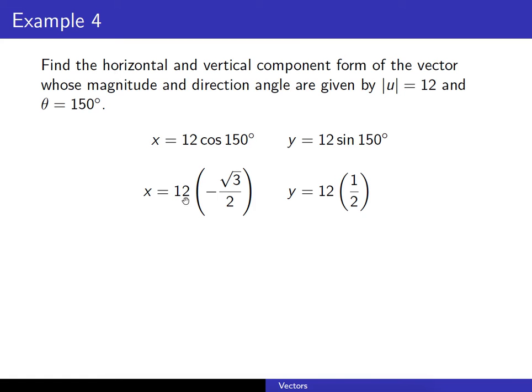So our horizontal component is going to be 12 times negative radical 3 over 2. The 2 divides into 12 6 times, so 6 times negative square root of 3 gives us negative 6 square root of 3, and then 12 times a half is 6. So we have negative 6 square root of 3 and 6, or negative 6 square root of 3 i plus 6 j would also be acceptable.